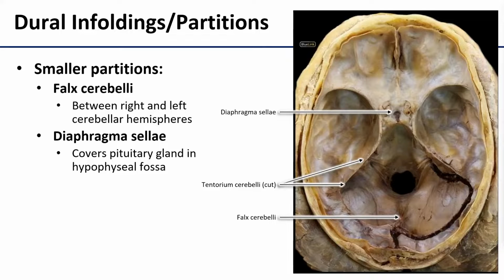Then we have the diaphragma sellae, which covers the pituitary gland, or hypophysis, as it sits in the hypophyseal fossa. So you can see here the pituitary gland's little infundibulum, or stalk, sticking up, and that would connect up to the hypothalamus. And then all around that, we can see the diaphragma sellae, this white dura mater that surrounds everything and holds that pituitary gland in place.